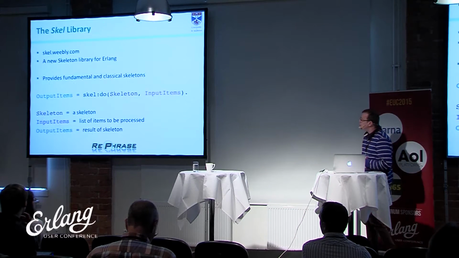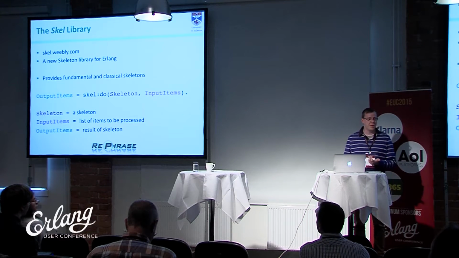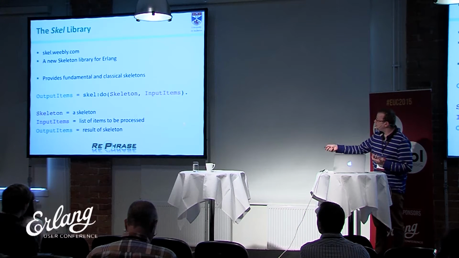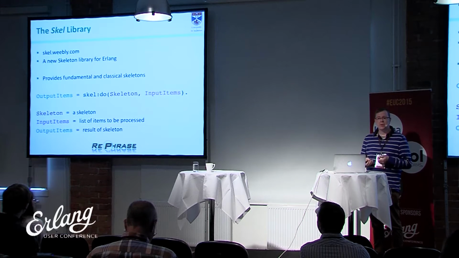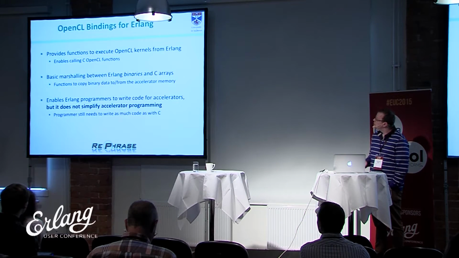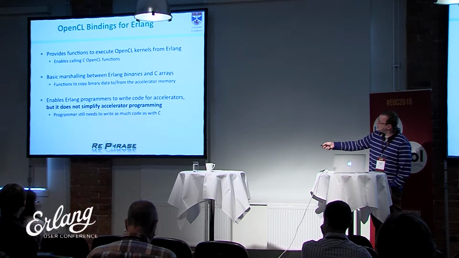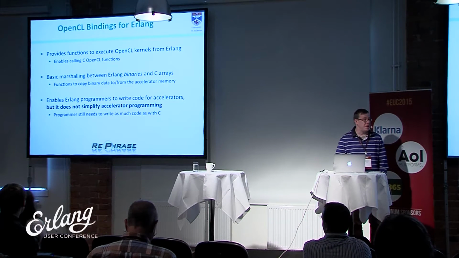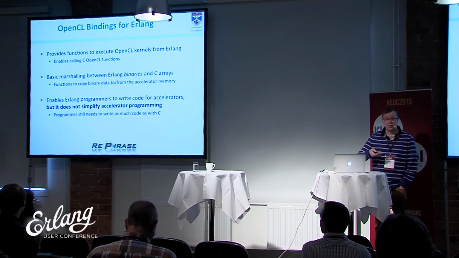So what we're going to do today is I'm going to talk about using these patterns for programming heterogeneous systems. That's architectures comprising a CPU and an accelerator of some kind. So we have our patterns. We need a couple more tools and techniques up our sleeve to do this. One of those techniques is we're going to use some Opencl bindings for Erlang. These basically provide functions that execute Opencl from Erlang. They basically just wrap Opencl, so you can call them from Erlang.